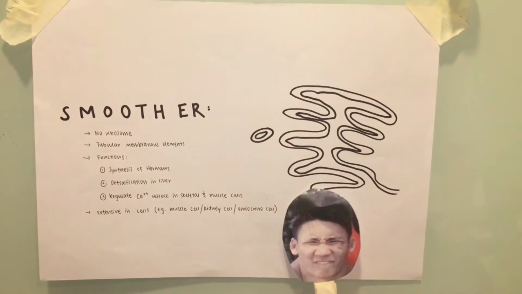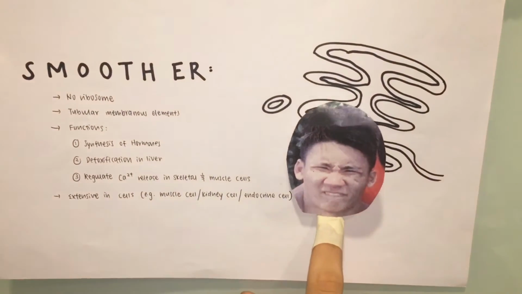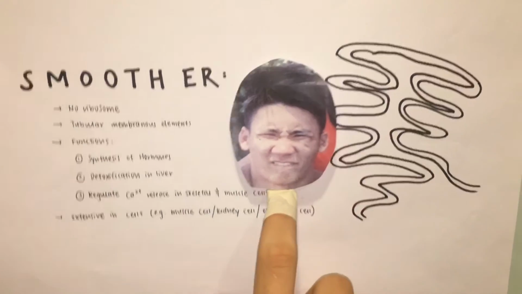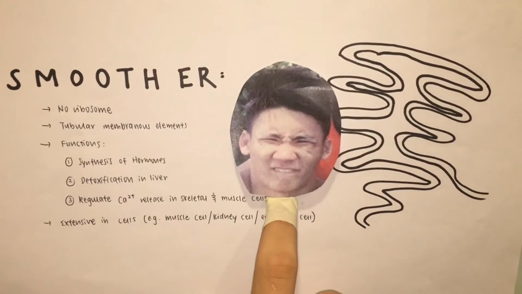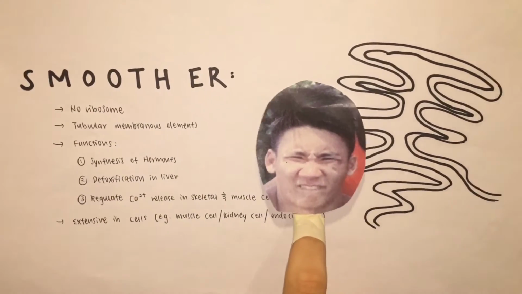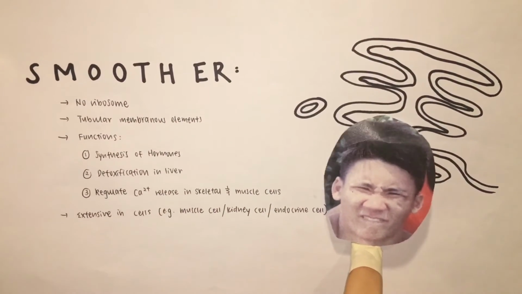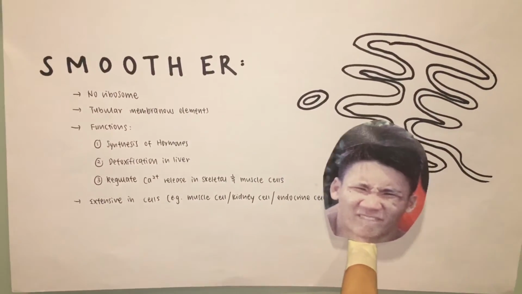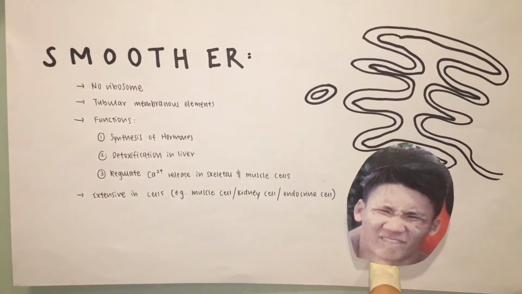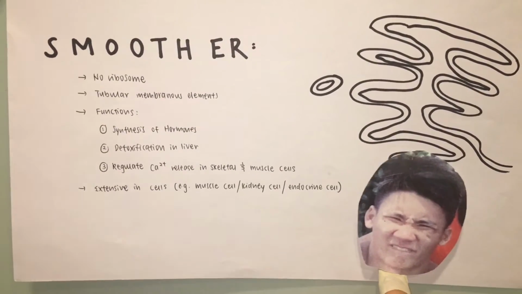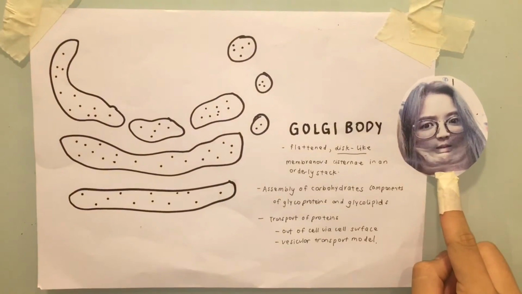The smooth ER, namely the smooth endoplasmic reticulum, has no ribosomes and it has tubular membranous elements. It has various functions. Firstly, it is involved in the synthesis of hormones such as steroids in the endocrine cells of adrenal cortex. Secondly, it is involved in the detoxification in the liver, such as for ethanol. And lastly, it helps to regulate the release of calcium in skeletal and muscle cells, and as such it is extensive in cells such as muscle cells and kidney tubules.